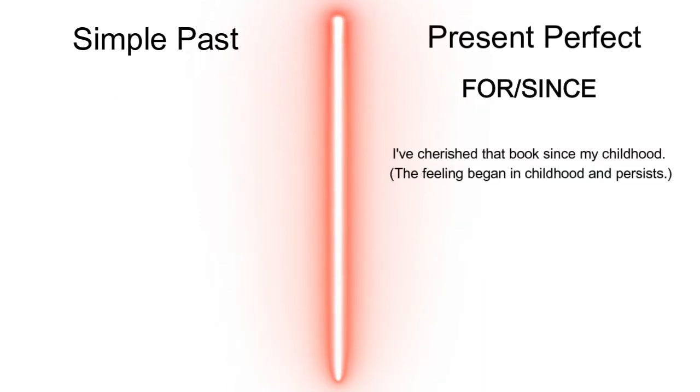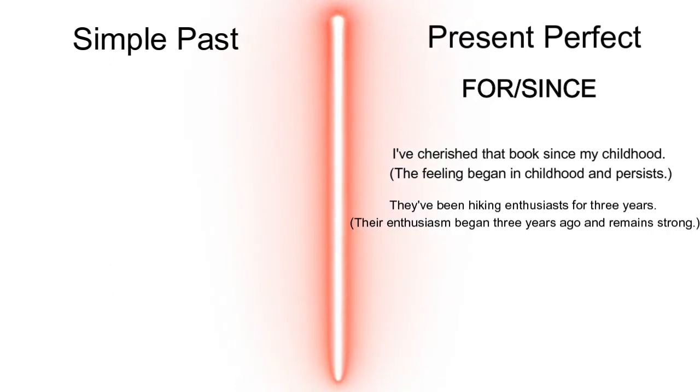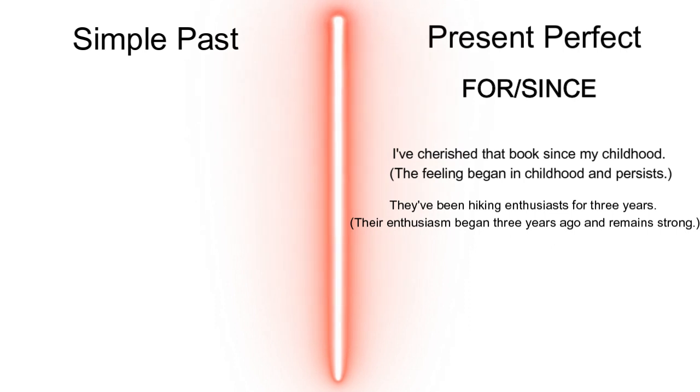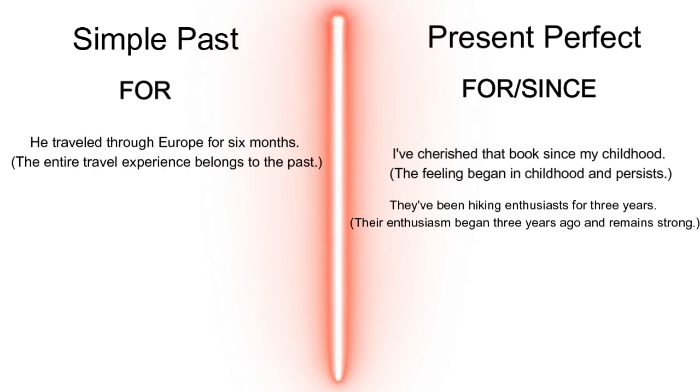For example, I've cherished that book since my childhood. The feeling began in my childhood, and it continues today. They've been hiking enthusiasts for 3 years. Their enthusiasm began 3 years ago, and it still remains strong. With the past simple, for can be incorporated to detail a past duration. Some examples would be, he traveled through Europe for 6 months.